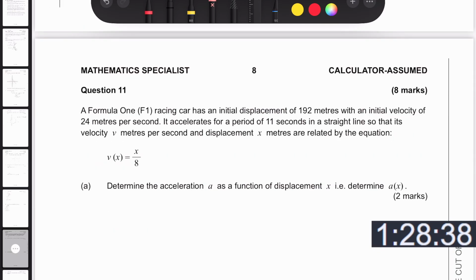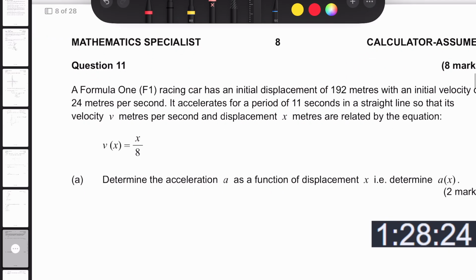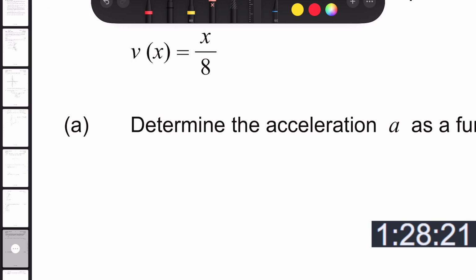Oh, Formula 1 car. It has initial displacement of 192, initial velocity of 24. It accelerates for a period of 11 seconds in a straight line so that its velocity and displacement are related. So determine a of x. So a can equal dv dt, wait no, I need to check my formula page. Acceleration is v dv dx, yep.